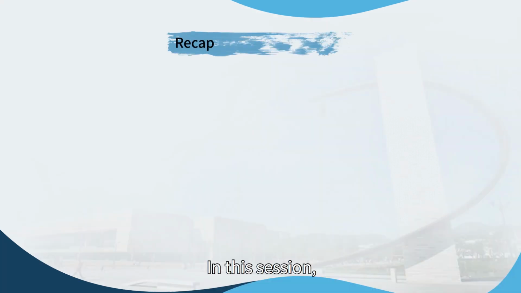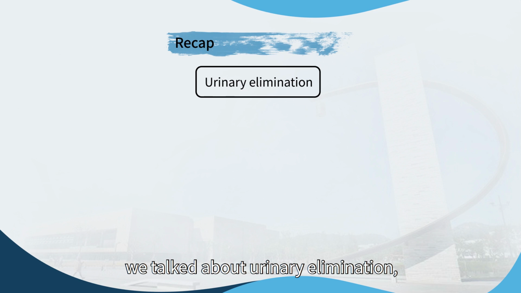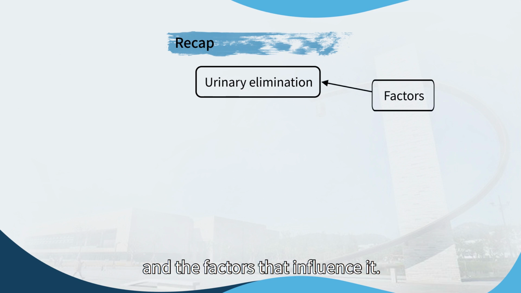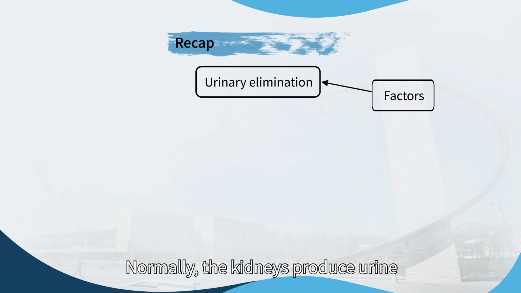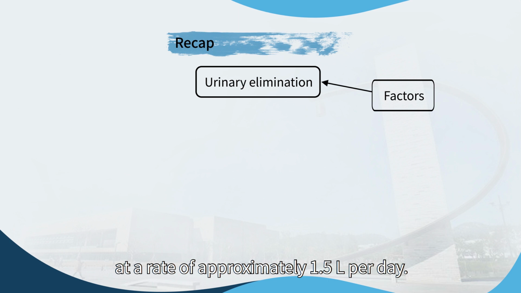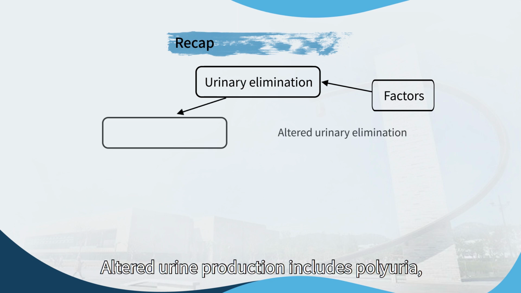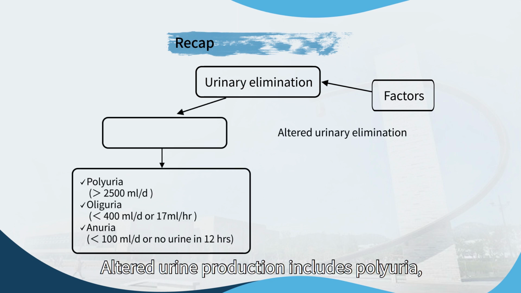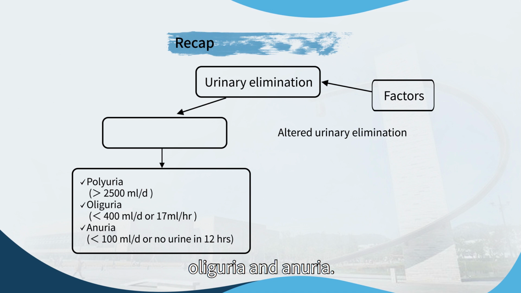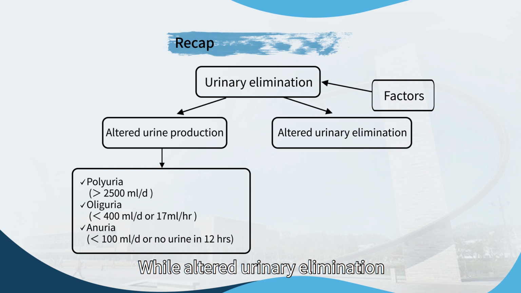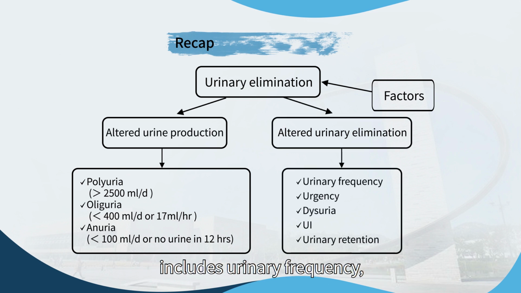In this session, we talked about urinary elimination and the factors that influence it. Normally, the kidneys produce urine at a rate of approximately 1.5 liters per day. Altered urine production includes polyuria, oliguria, and anuria, while altered urinary elimination includes urine frequency, urgency, dysuria, incontinence, and retention.